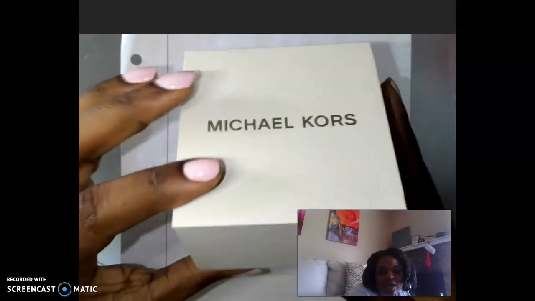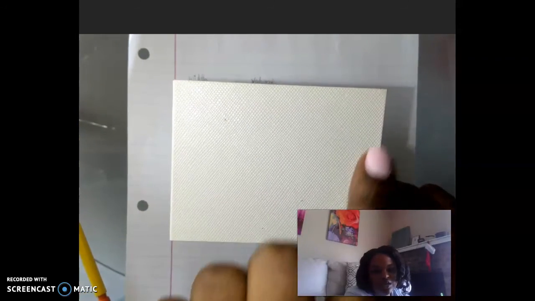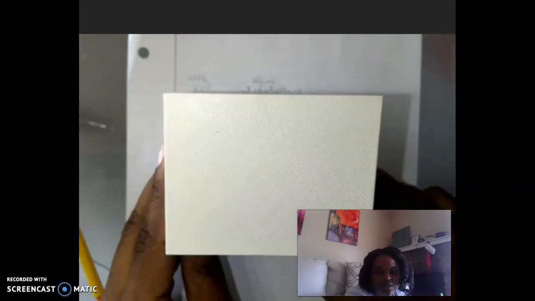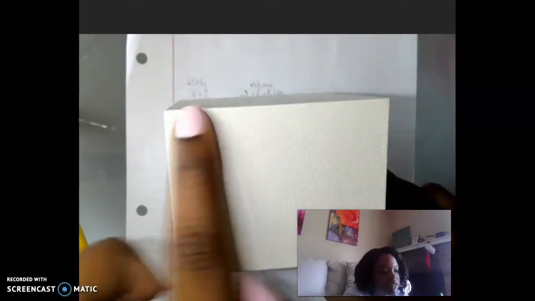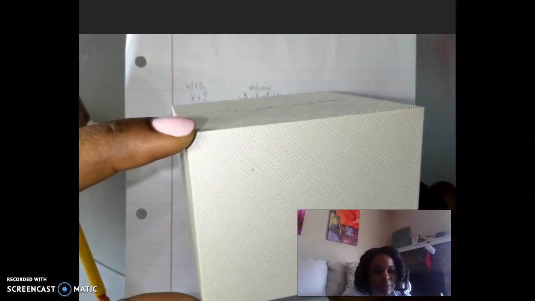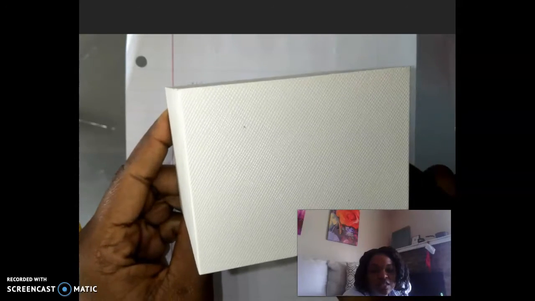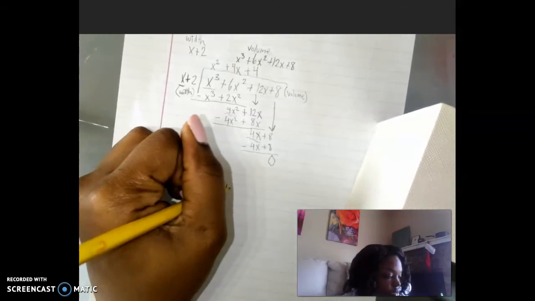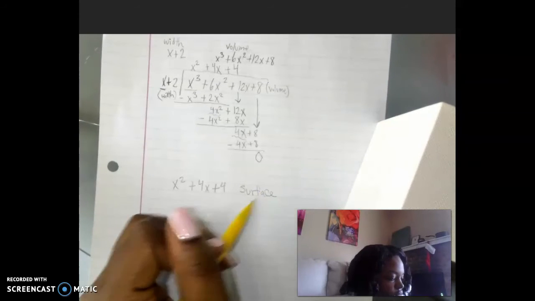So we only care about the area of this rectangular surface area that we have right here on the side, because we're now disregarding the width. All we care about now is the length here times the height of our rectangular box here. Okay, so essentially what we just found is the area, or the surface area, of this box. So that's what this quotient represents here, the x squared plus 4x plus 4. This represents our surface area.